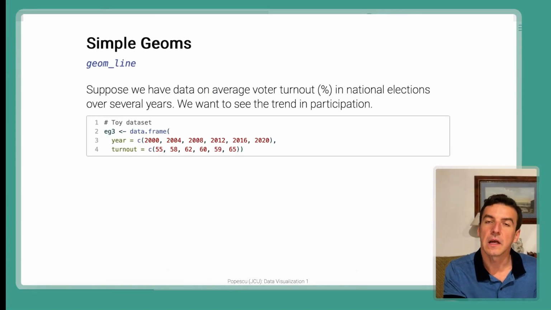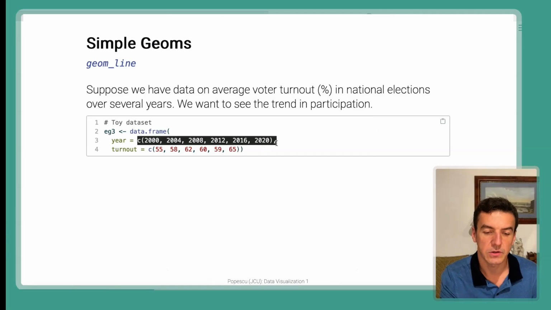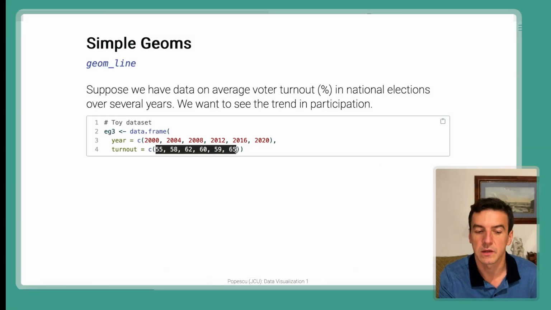Okay, let us now look at Geom Line. So here's an example where this could be relevant. Suppose we have data on average voter turnout in national elections over several years, and we want to see the trend in participation. So let us imagine we have this data frame, EG3, and then we have these 2 variables, year and turnout. So we have these different values for years, so essentially turnout over time, starting with 2000 all the way to 2020. And then we have these numbers, turnout in percent.